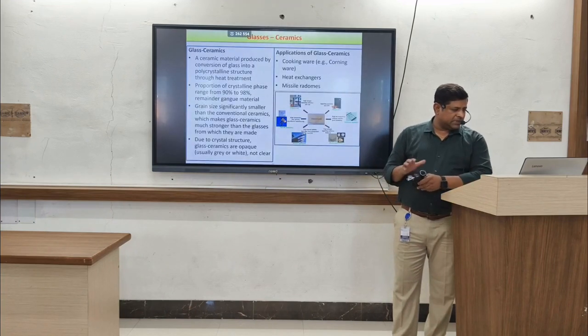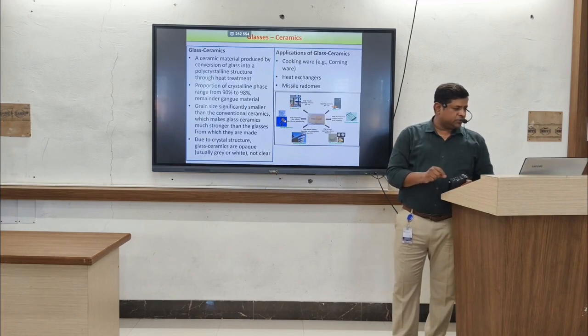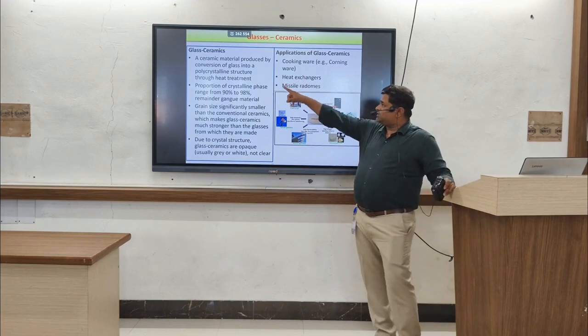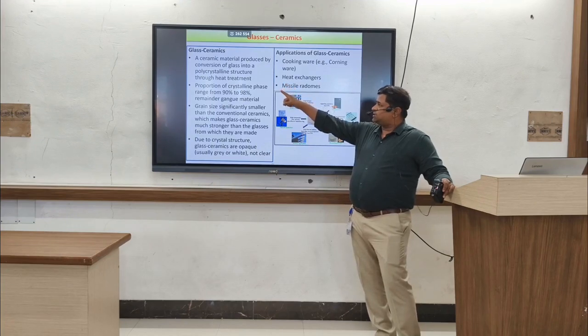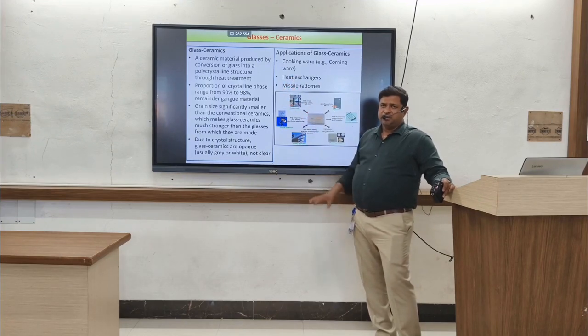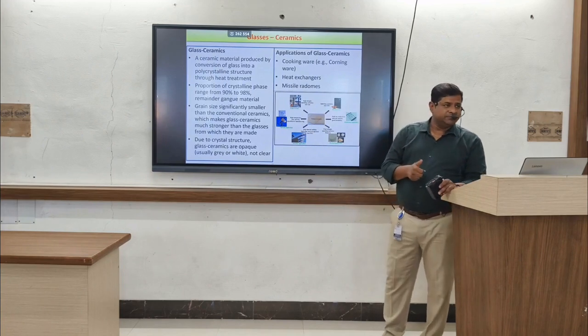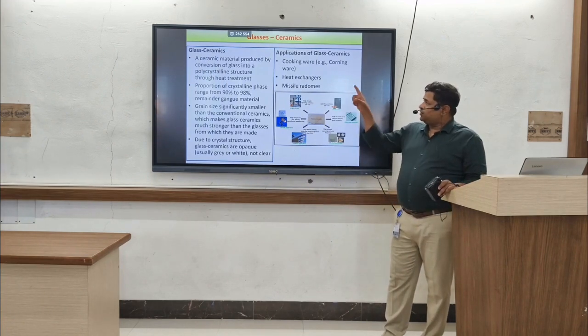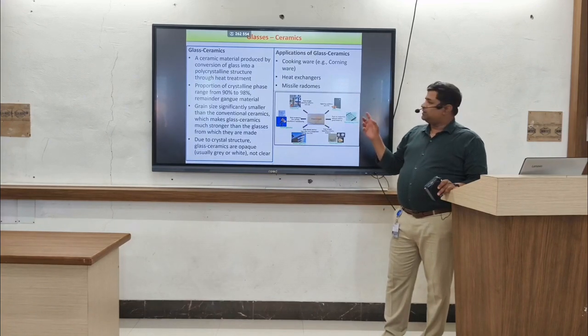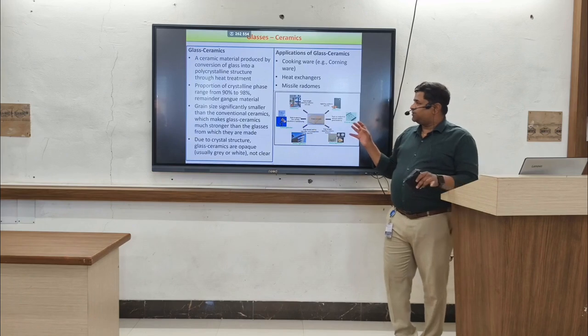And here are some glass ceramics. A ceramic material produced by conversion of glass into a polycrystalline structure through heat treatment. The definition of glass ceramic is given in the first point. Since the name is ceramic, heat will be involved. Due to the heat treatment, the glass is converted into a polycrystalline material.